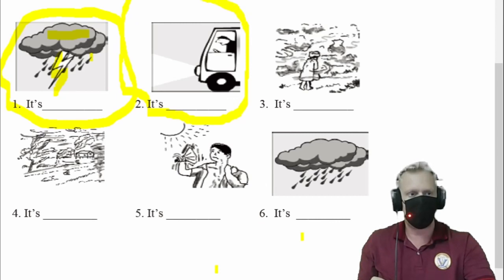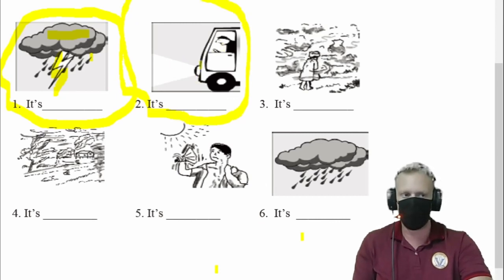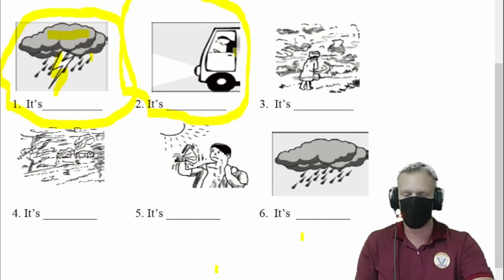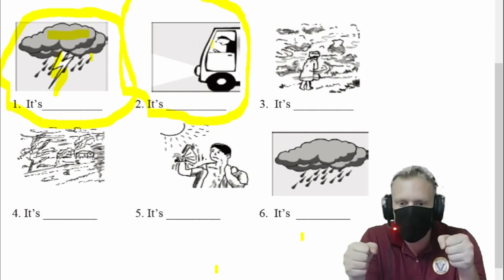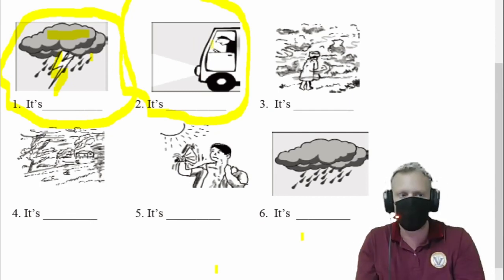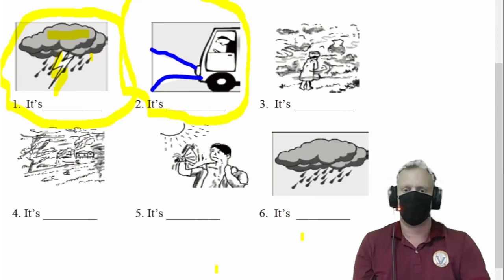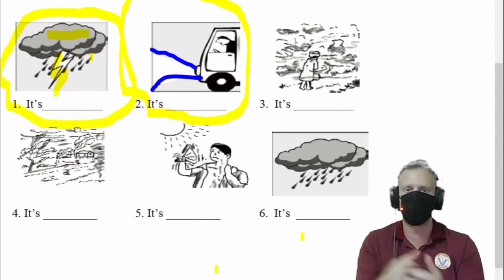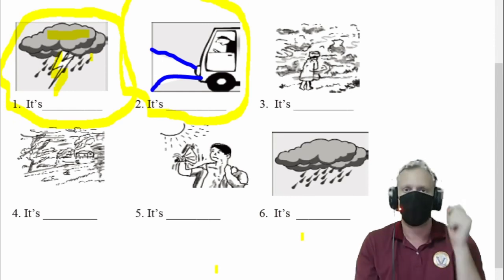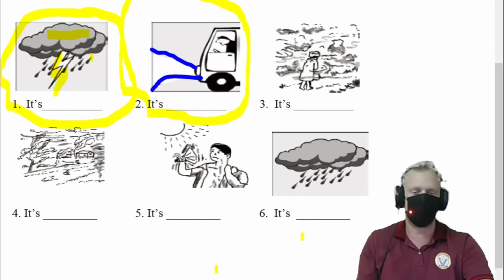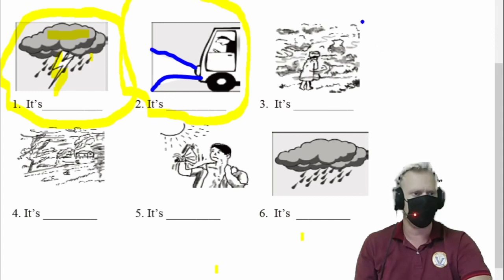Okay, let's take a look at picture number 2. We have a car or a truck and a person trying to see. And you can also see that his lights are on. We use lights when we drive, when it's foggy. Yes, picture number 2, it's foggy.